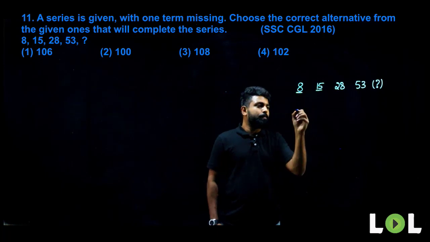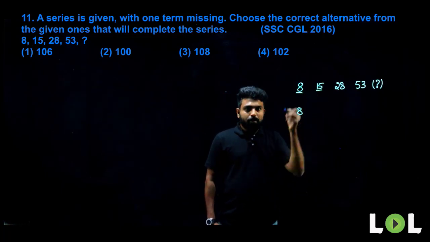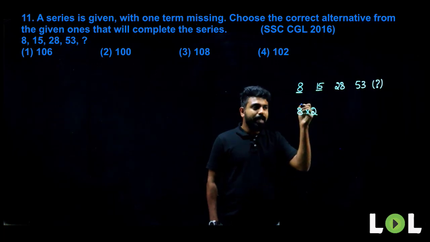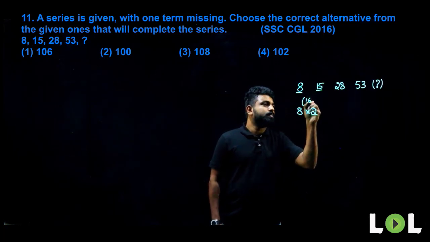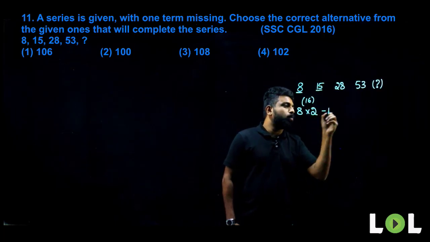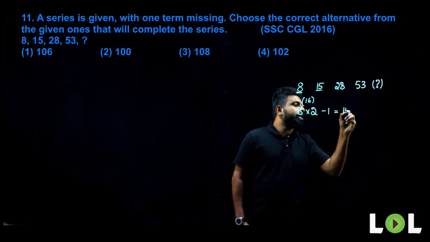Now let me tell. So how do I get 15 from 8? If I multiply 8 with 2, what is the value that I'll be getting? I'll be getting 16 here. So from 16 to 15, what do I need to do? I need to subtract 1. So I'll be getting 15 here.